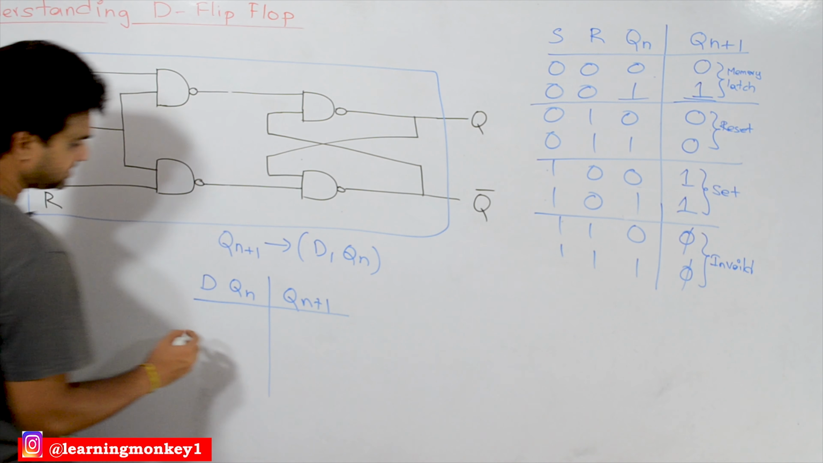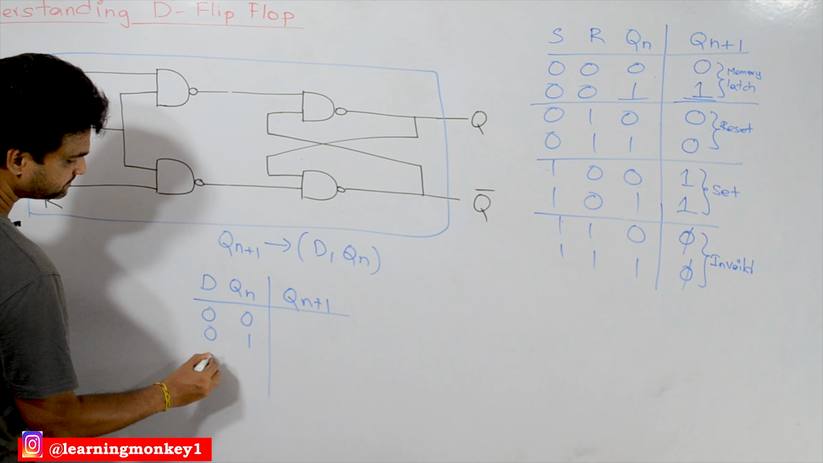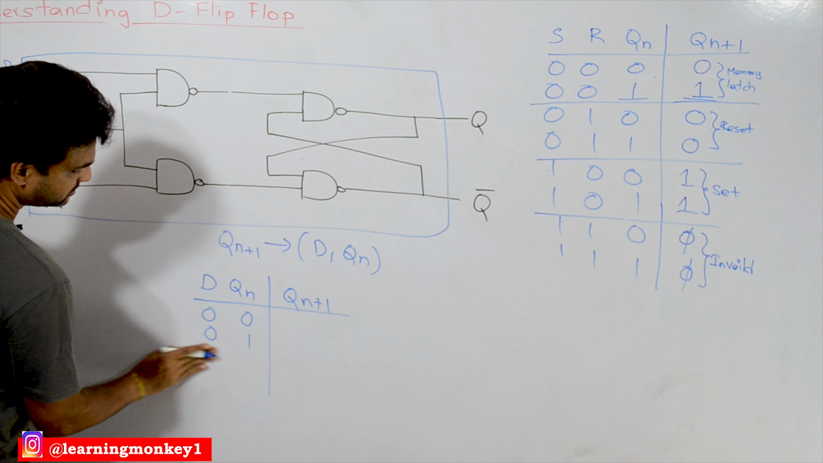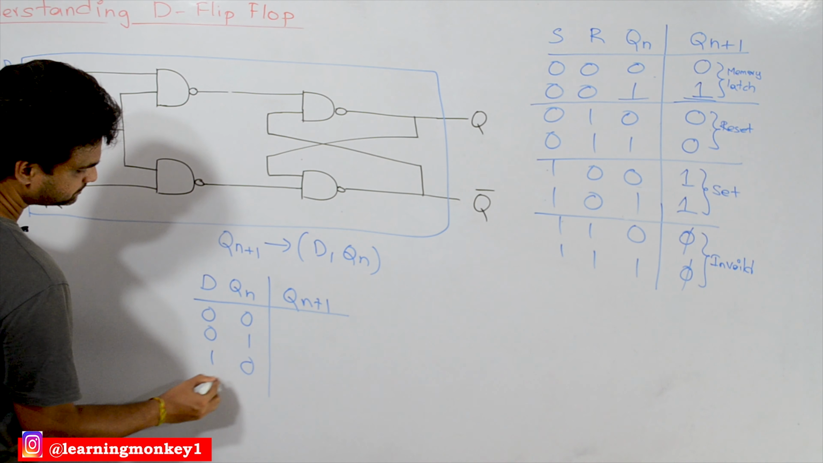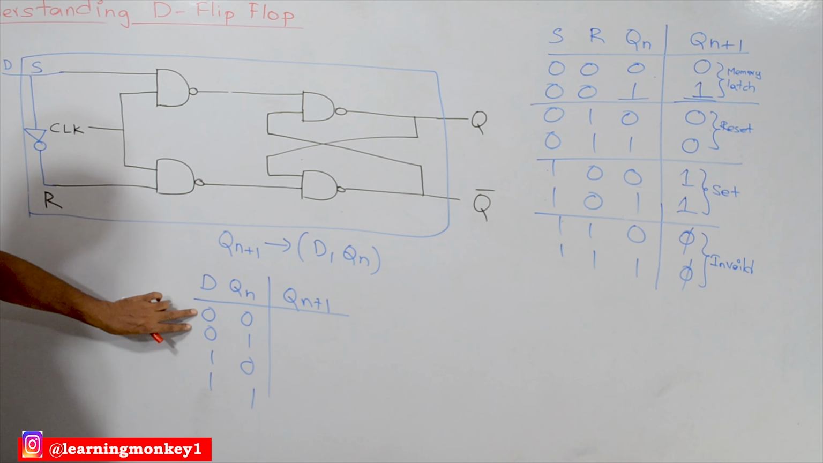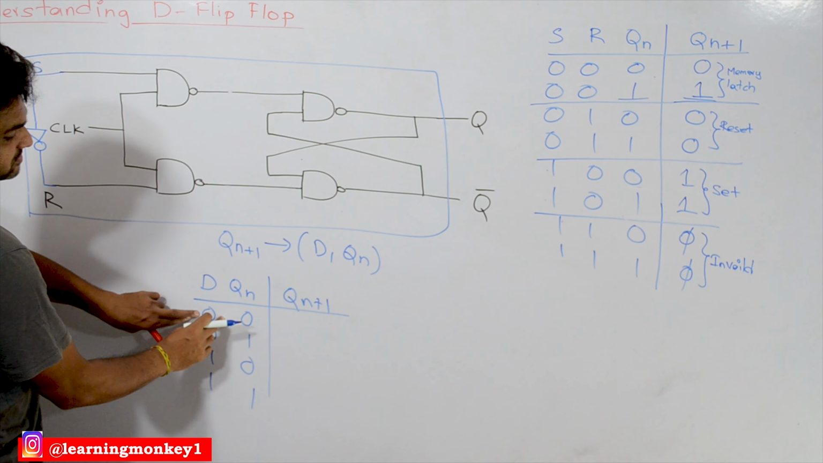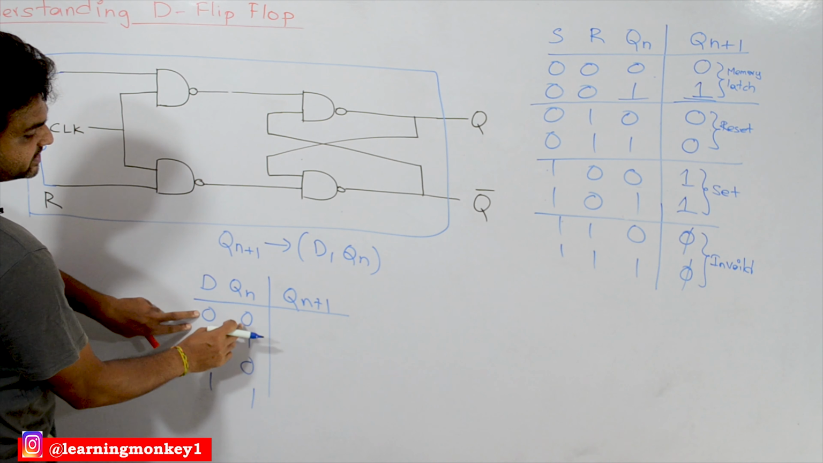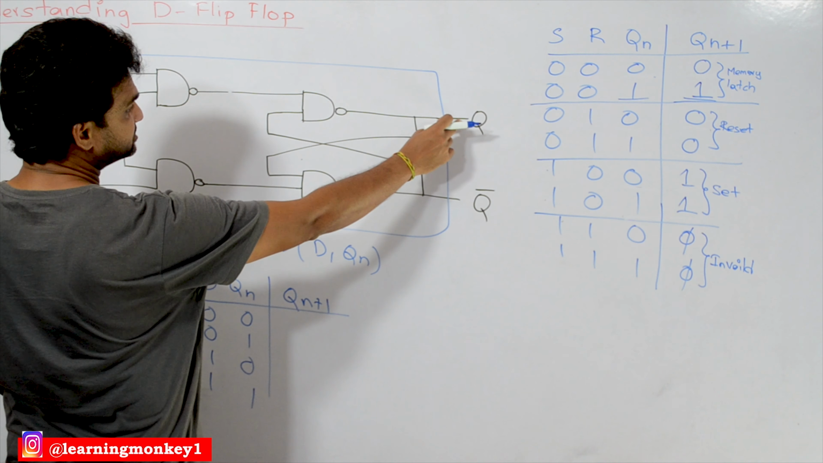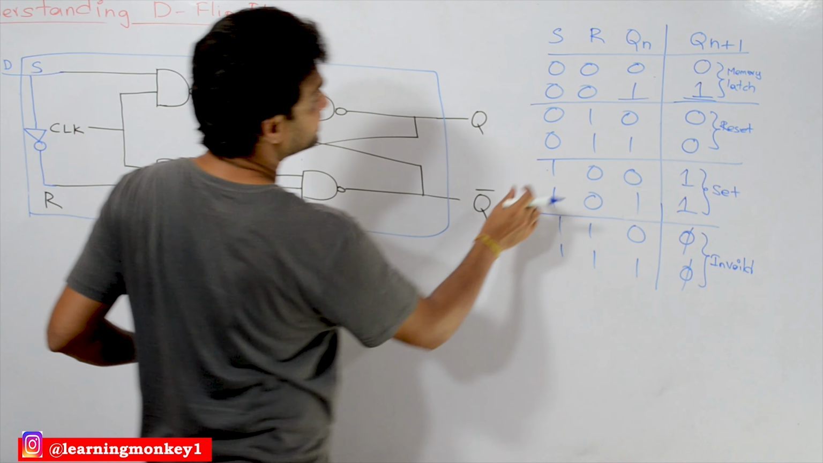With this, the input combinations are 0 0, 0 1, 1 0, 1 1. So whenever the D input is 0 and Qn is 0, D is 0 and Qn is 0.